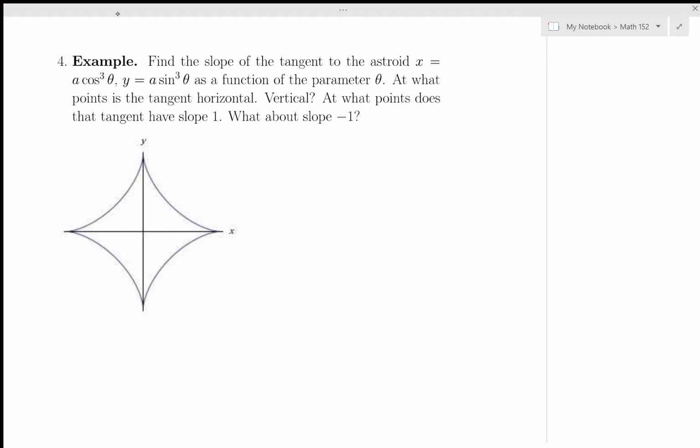x is equal to a cos cubed theta, and y is equal to a sine cubed theta. Okay, and theta is the parameter. So theta is playing the role of t in our previous examples. It doesn't matter what you call the parameter. Okay, so what we want to now do is find the slope of the tangent line. Now we set it up so that we can find the slope of the tangent line at any value of theta.